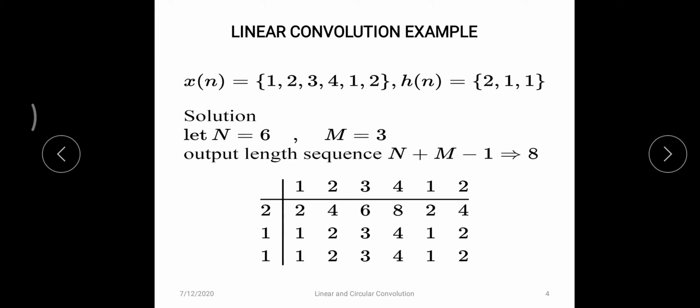Then finally your y of n will become 2; 1 plus 4 is 5; 6 plus 2 plus 1 is 9; 8 plus 3 plus 2 is 13; 3 plus 4 plus 2 is 9; 4 plus 1 plus 3 plus 4 plus 2 is 9; the next one is 4 plus 1 plus 4, 9; the next one is 1 plus 2, 3; the last element is 2. Now count the number of samples in y of n. Certainly, y of n will have 8 samples at the output.